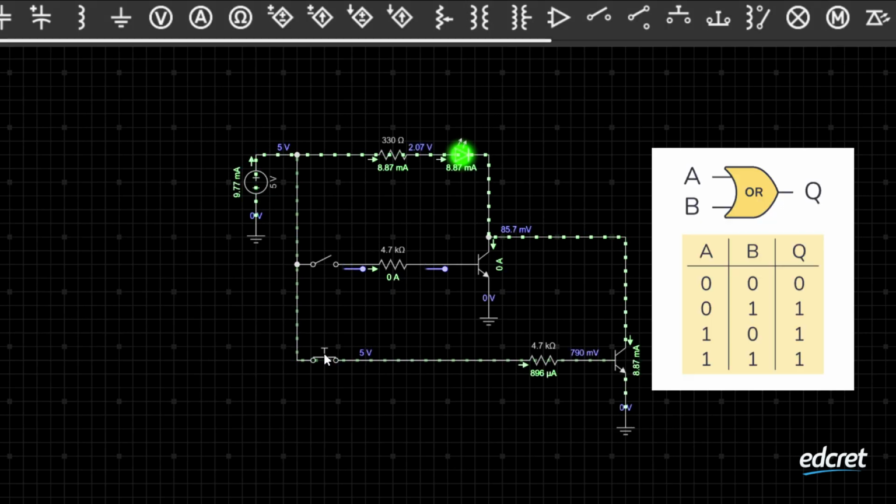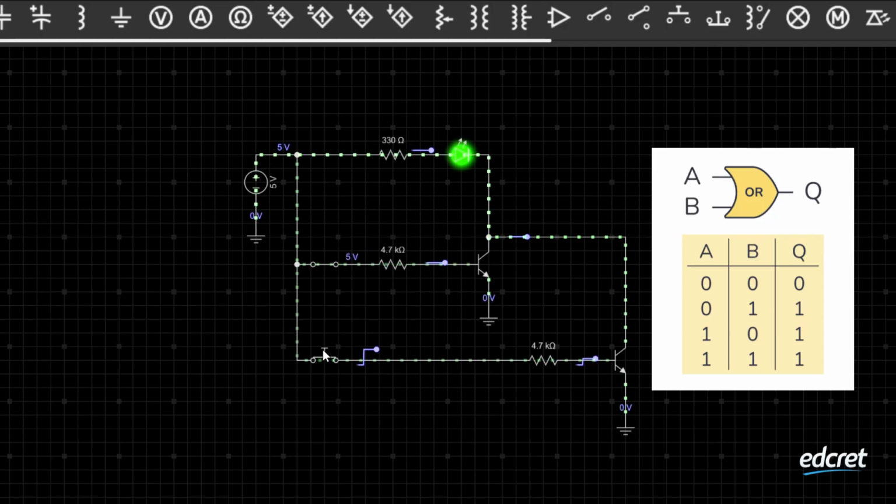The truth table of an OR logic gate is very simple. If both inputs are low, the output is low. If any one input is high, the output becomes high. So the output becomes high when A or B is high.